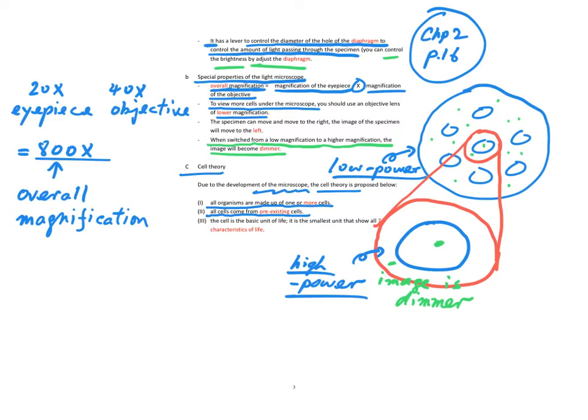The third statement in cell theory states that the cell is the basic unit of life. It is the smallest unit, not just smallest unit. It is the smallest unit that shows all 7 characteristics of life. For example, nutrition, respiration, reproduction, excretion, to name just a few.